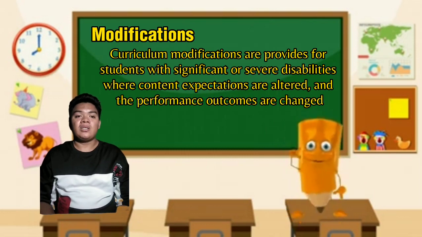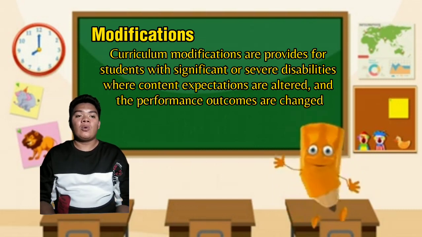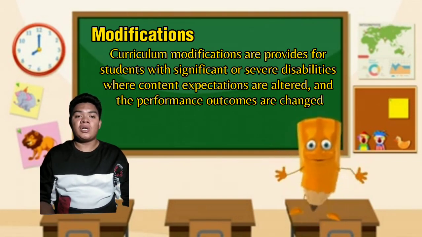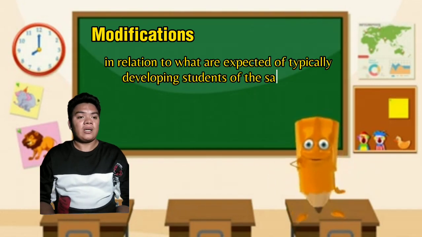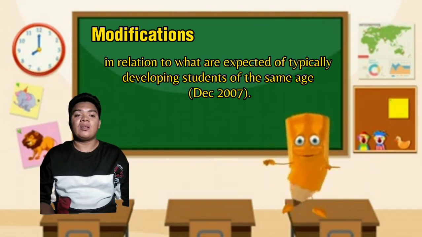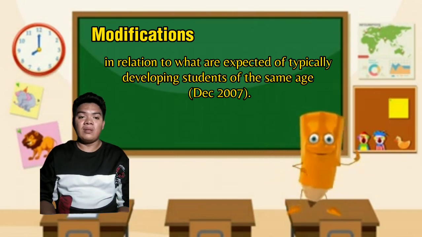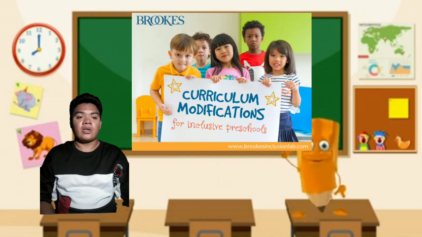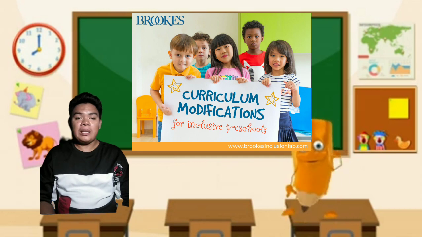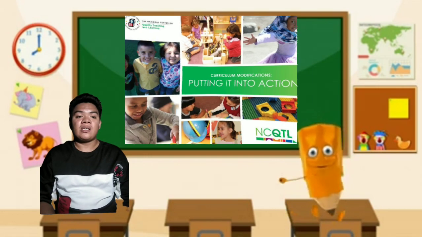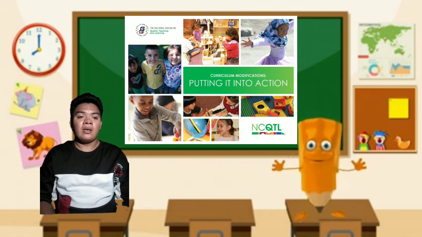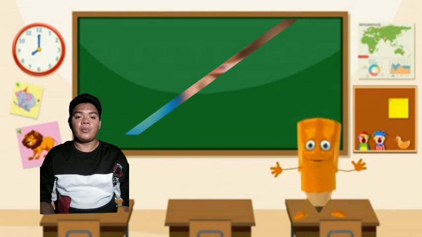Curricular modifications are provided for students with significant or severe disabilities, where content expectations are altered and the performance outcomes are changed in relation to what is expected of typically developing students of the same age. This is from December 2007. So when instruction and assessment are modified, a student with disability is still given the right to access the same learning opportunities as other students in the general education class, but the tasks are more respectful and appropriate to the student's abilities and needs.